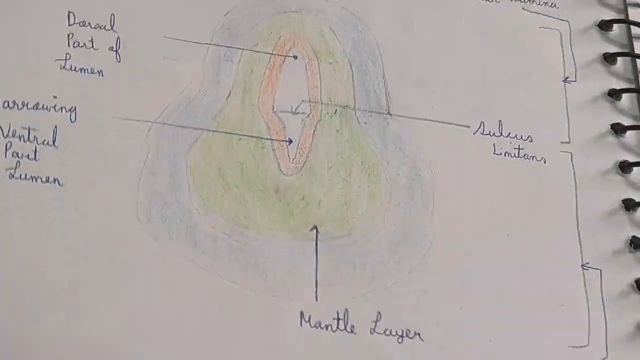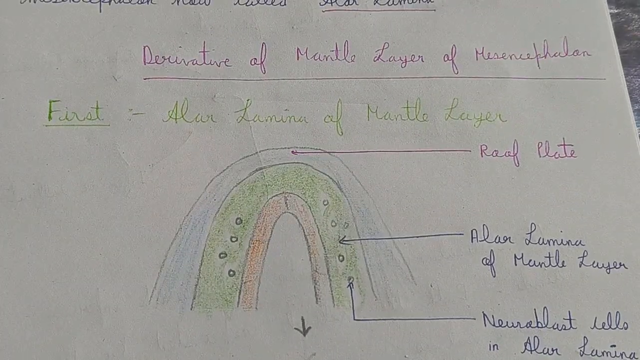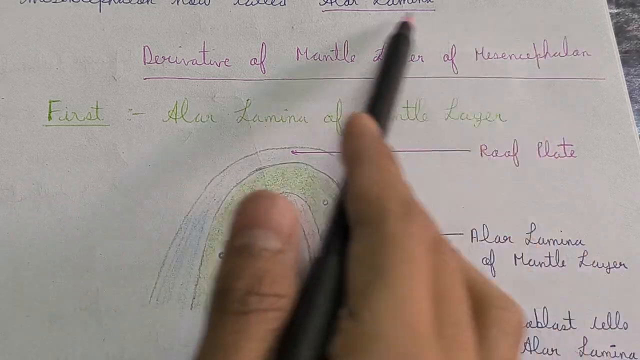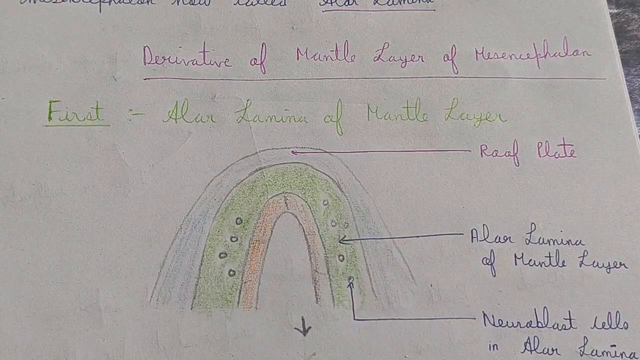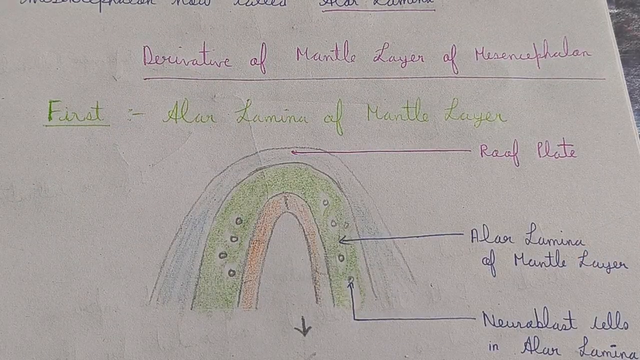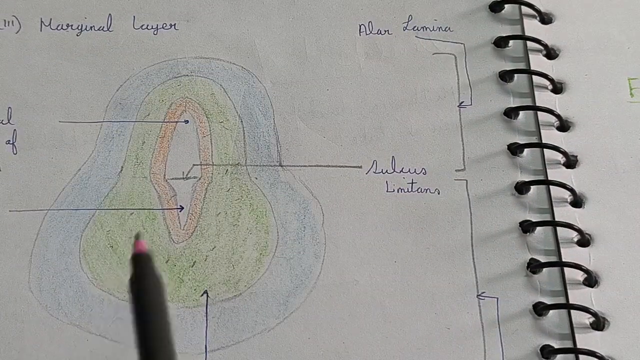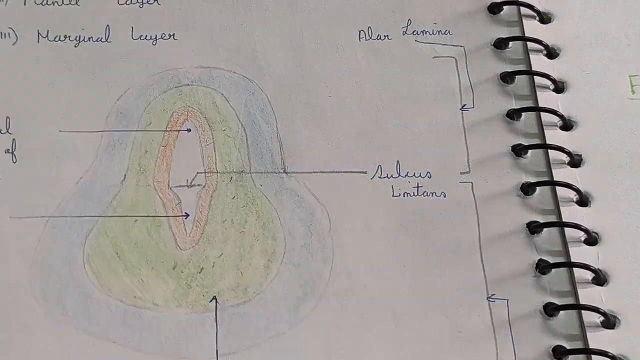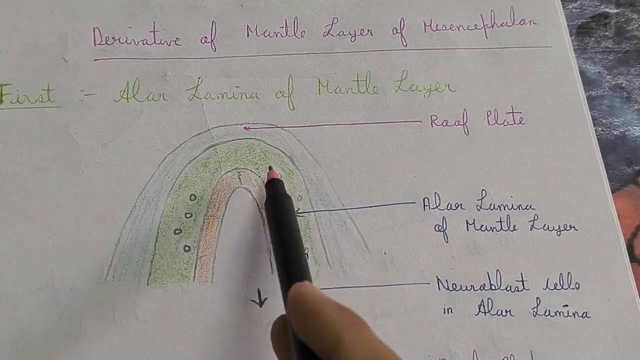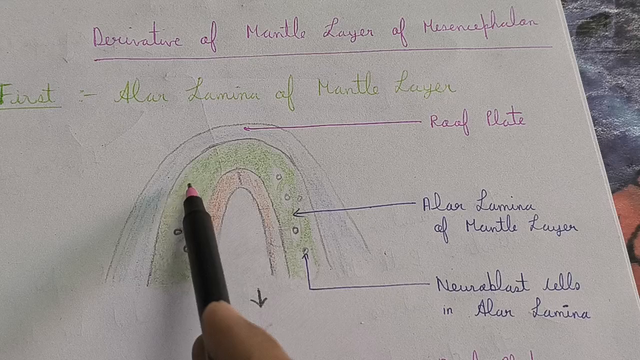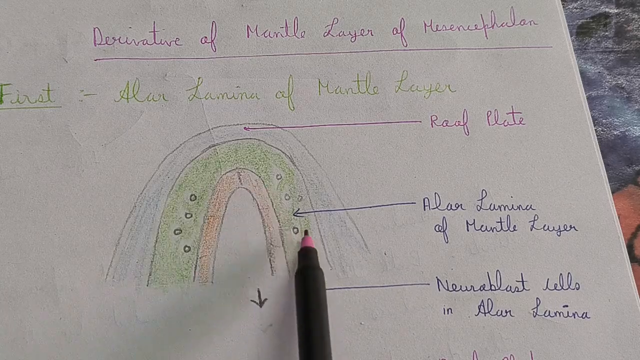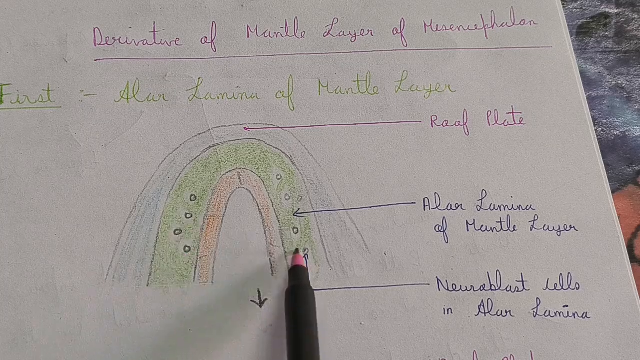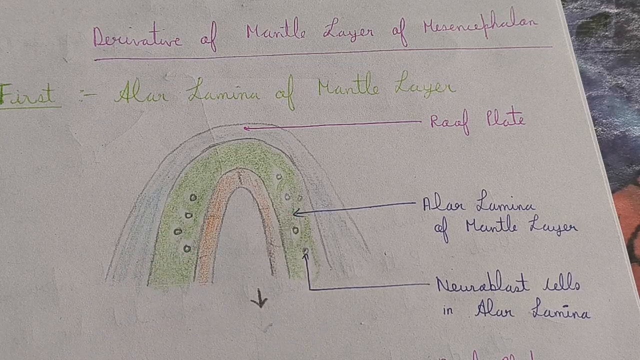Now the main topic comes: what are the derivatives of the mesencephalon. First of all, I want to mention the derivatives of the mantle layer of the mesencephalon, specifically the alar lamina of the mantle layer. This is the alar lamina of the mantle layer, the green colored portion, and you can see that in this alar lamina there are some neuron-forming cells, neuroblast cells.